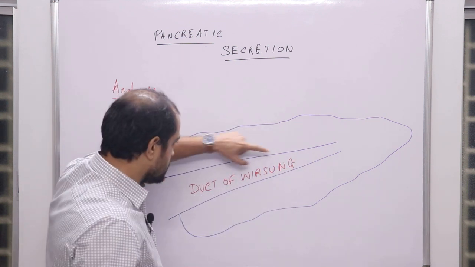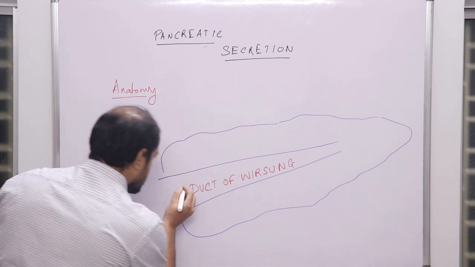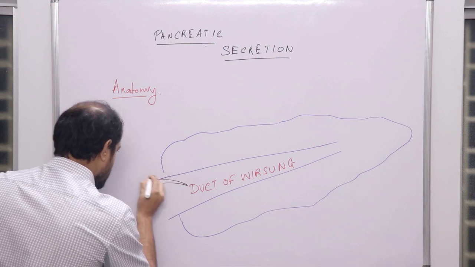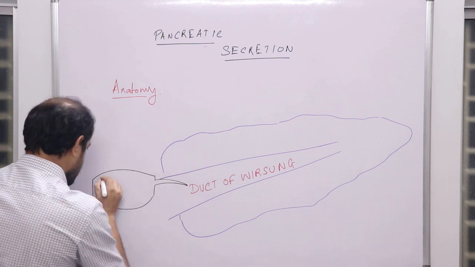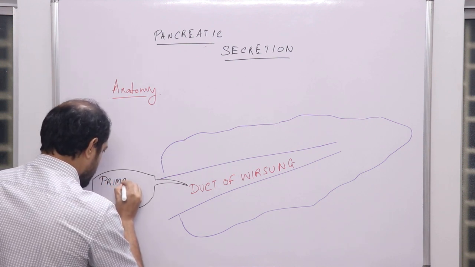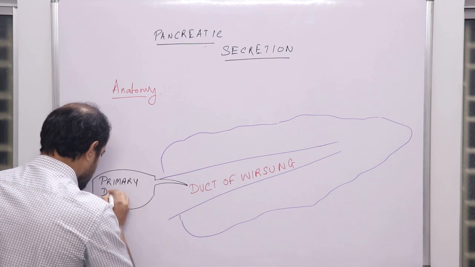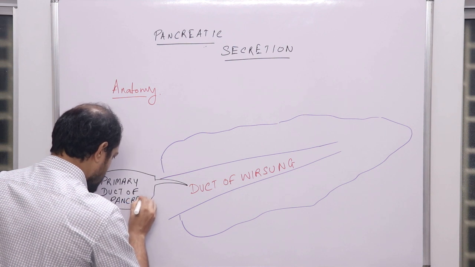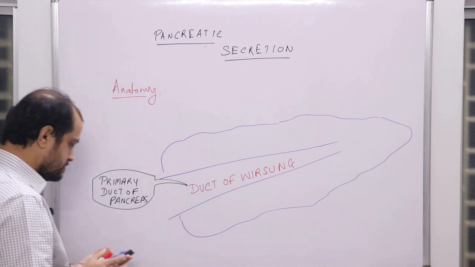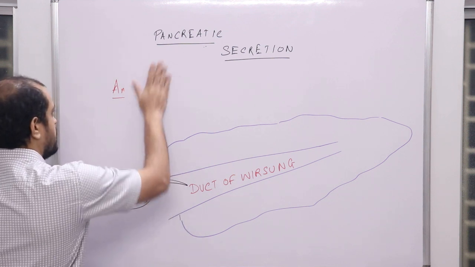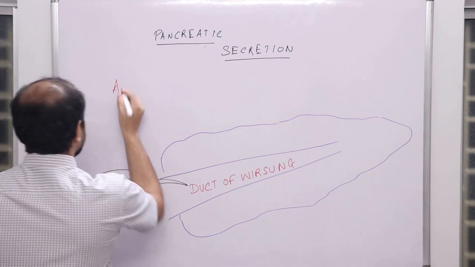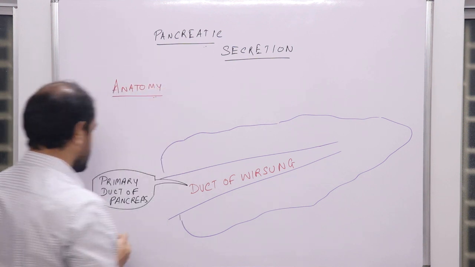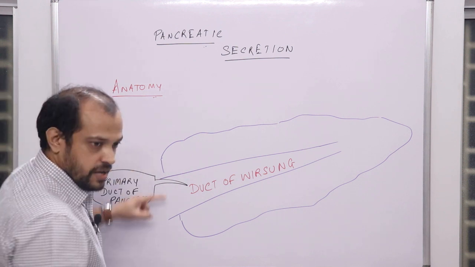This duct is actually the primary duct of the pancreas. This is the primary duct of the pancreas, okay. This is the first thing we need to understand in the anatomy section. Clear? Okay. Now listen. So this is the primary duct of the pancreas.